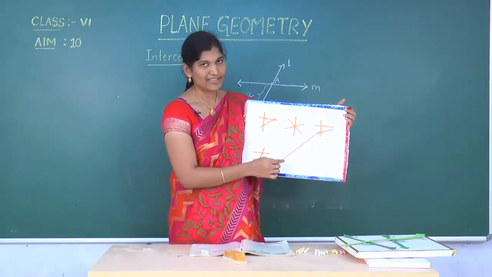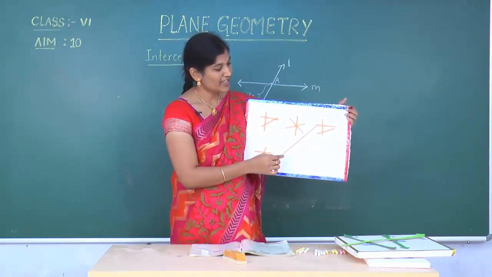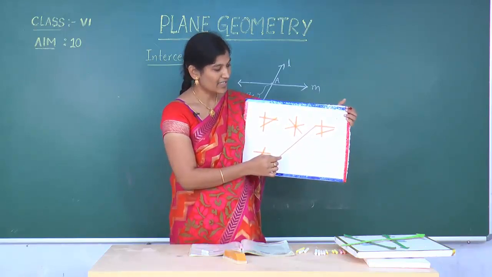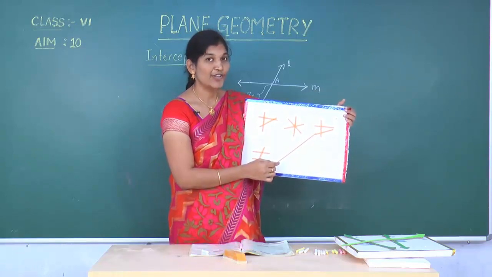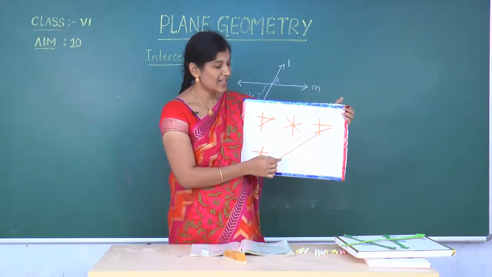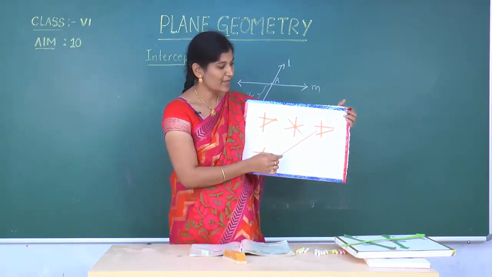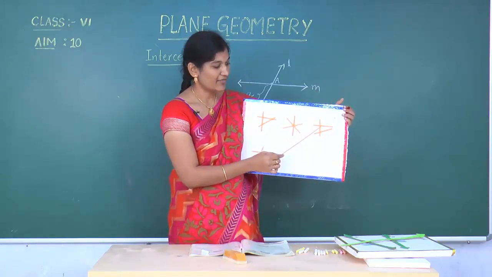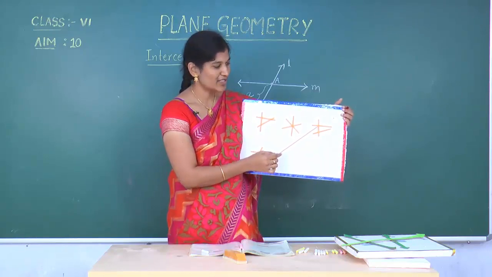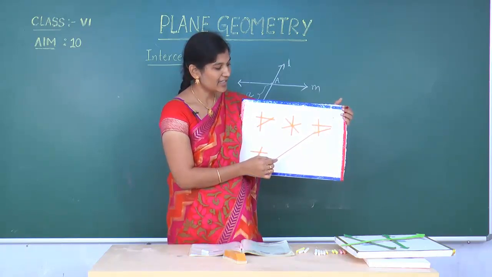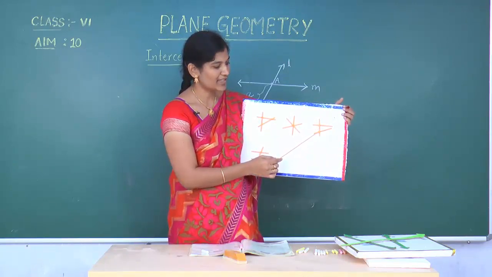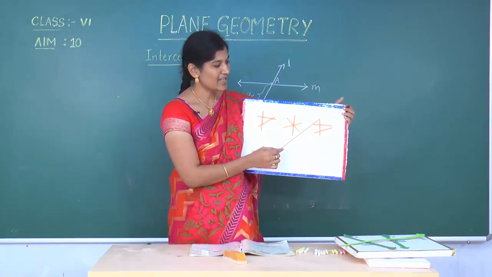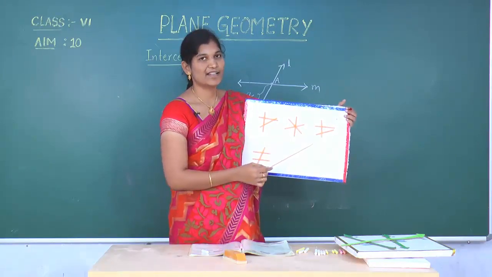Now coming here, can you identify the transversal among these three lines? Can we say this is the transversal? No. Can we say this is the transversal? No. Can we say this is the transversal? Yes. Why? Because this line intersects these two lines at two different points. That's why we can say this is the transversal.